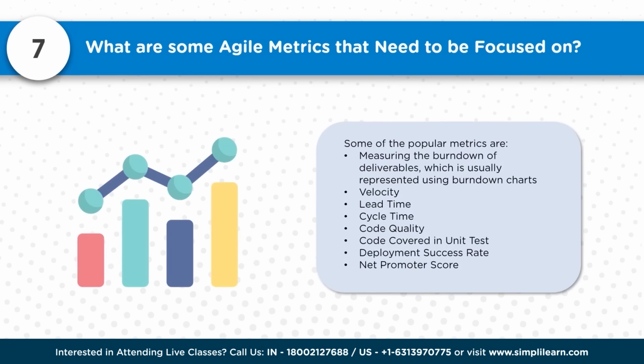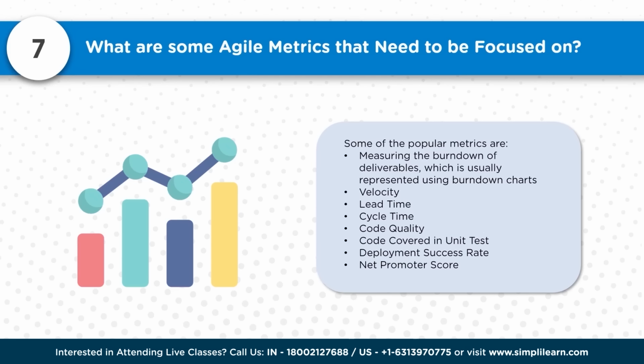So question number 7, what are some agile metrics that need to be focused on? Some of the popular metrics are measuring burn down of deliverables, which is usually represented using burn down charts. Similarly, we have burn up charts also, where as we complete the tasks, the height of the bar keeps increasing. But most popular is burn down, so that what is to be delivered will be easily visible.